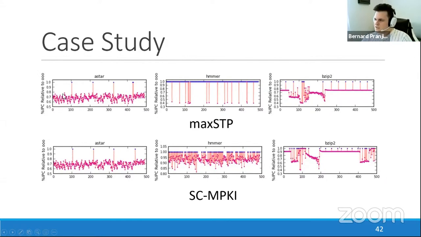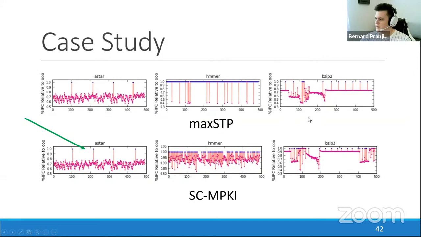So let's look at the first application, A star. A star is a pathfinding algorithm, and it is a low performance difference application. It is chosen because it has the lowest slowdown on the in-order core, and it has very high variability in its control flow. This means that it is a bad candidate for the maximum system throughput arbitrator, as well as for the energy efficient arbitrator.